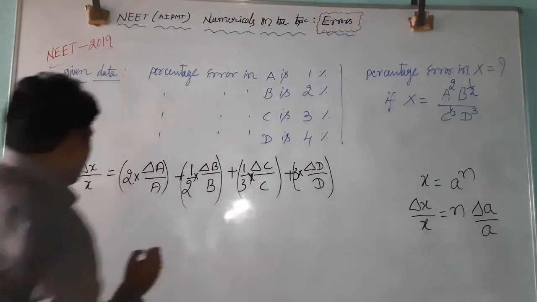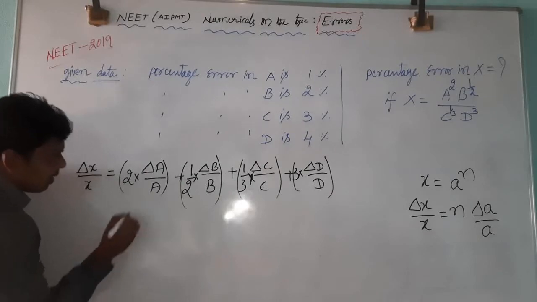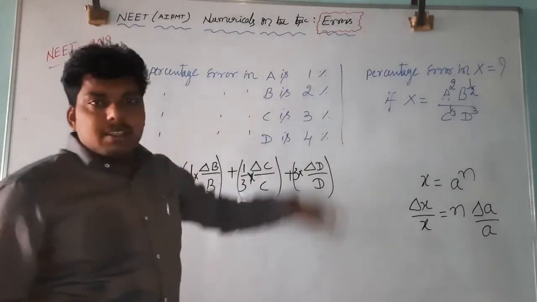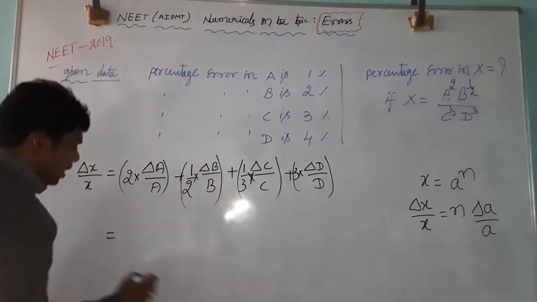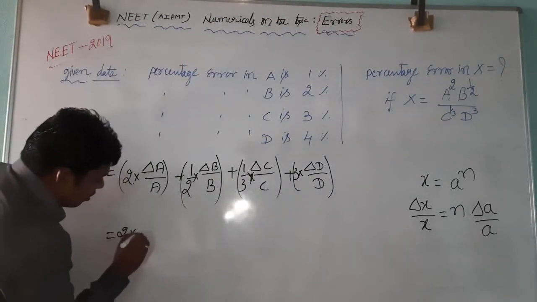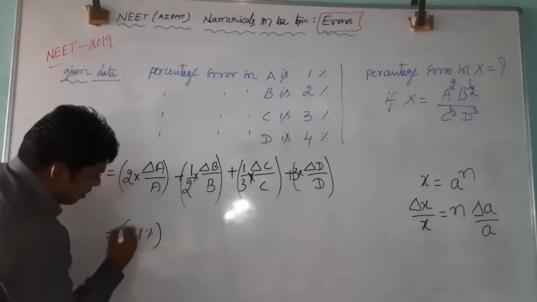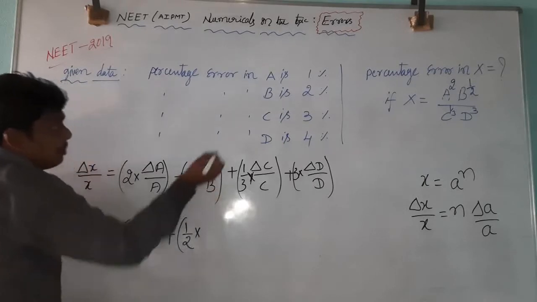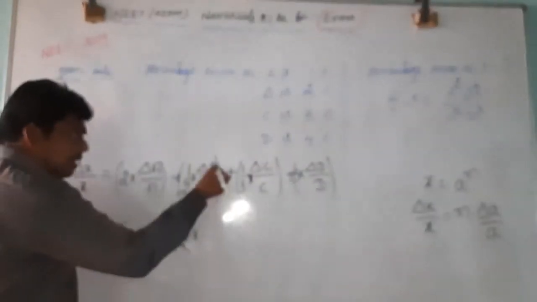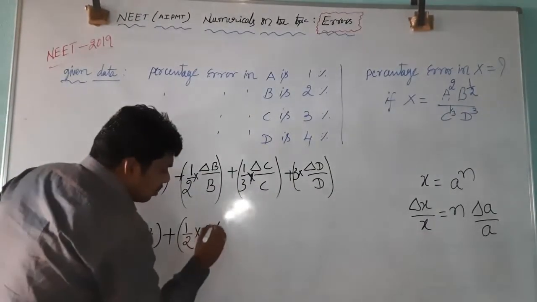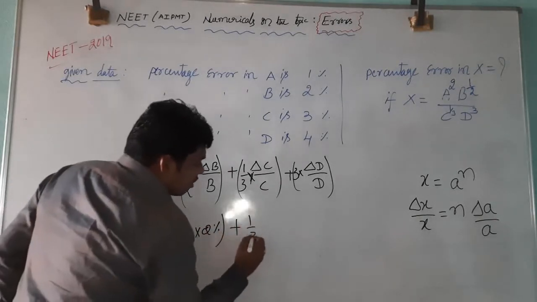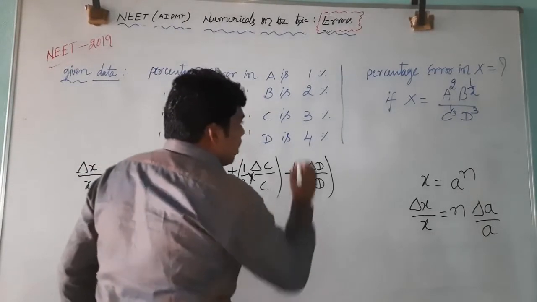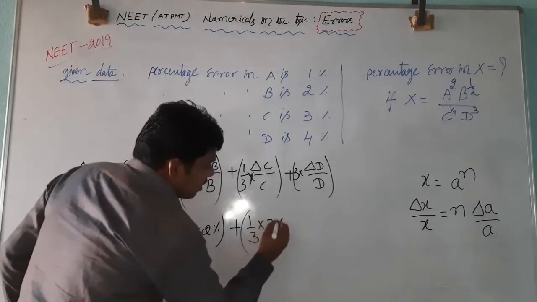Okay. Now 2 into delta A by A. In the question itself they have given the percentage error, so directly you can take 2 into 1 percentage, plus 1 by 2 into delta B by B. That is a relative error. Just take it directly as a percentage error: 2 percentage, plus 1 by 3 delta C by C. Delta C by C is what? 3 percentage.